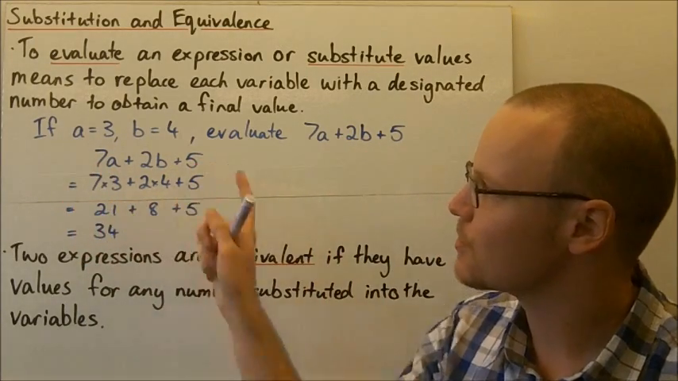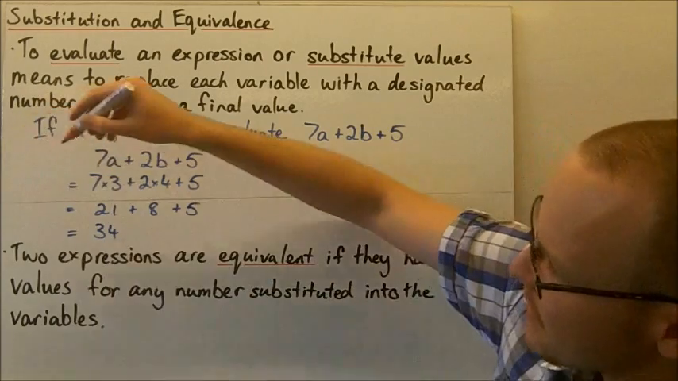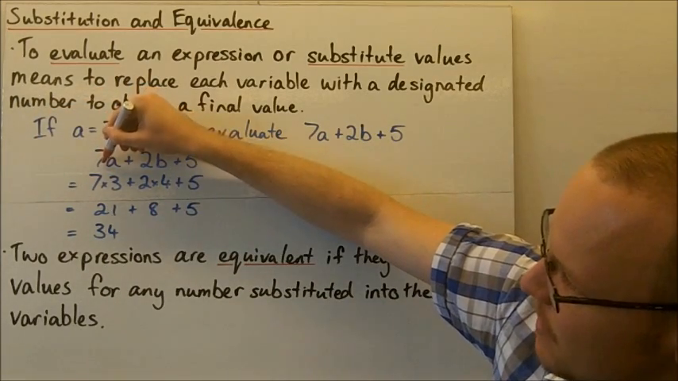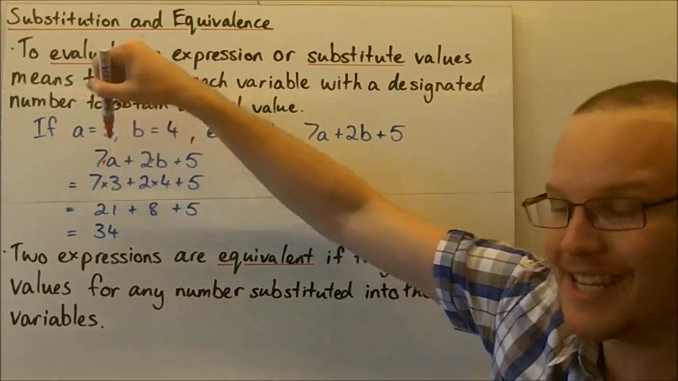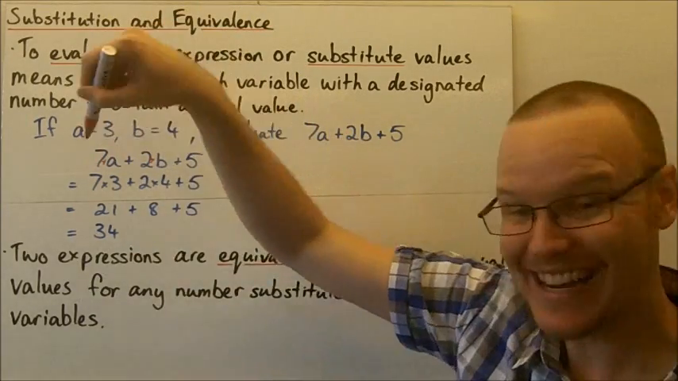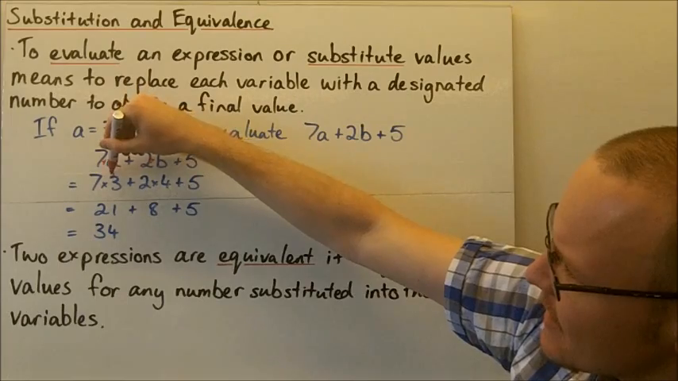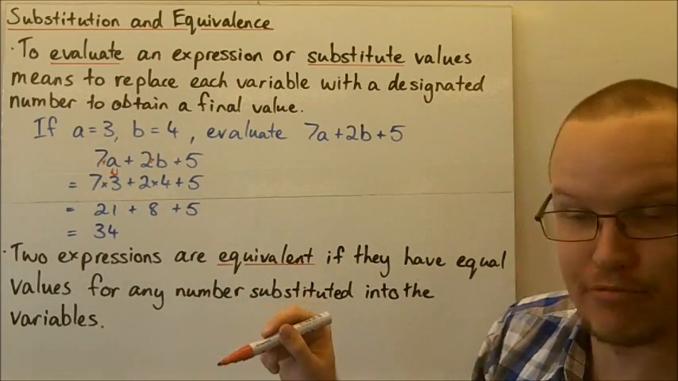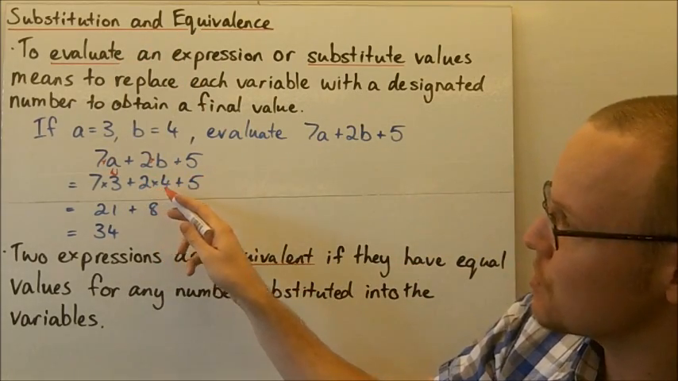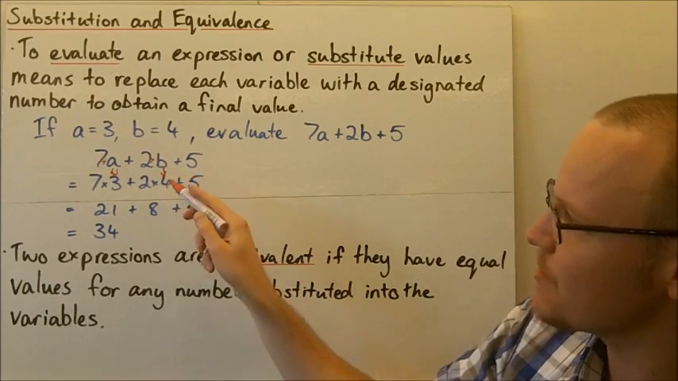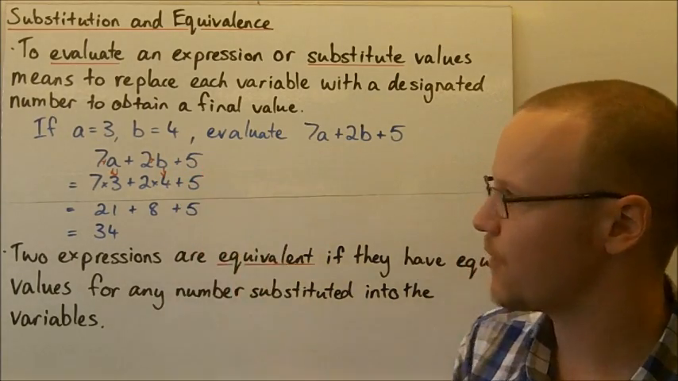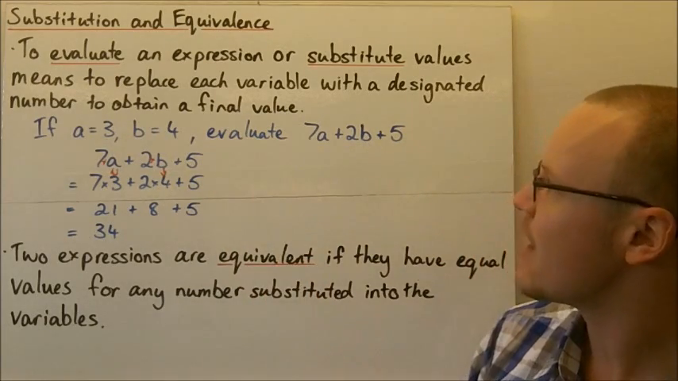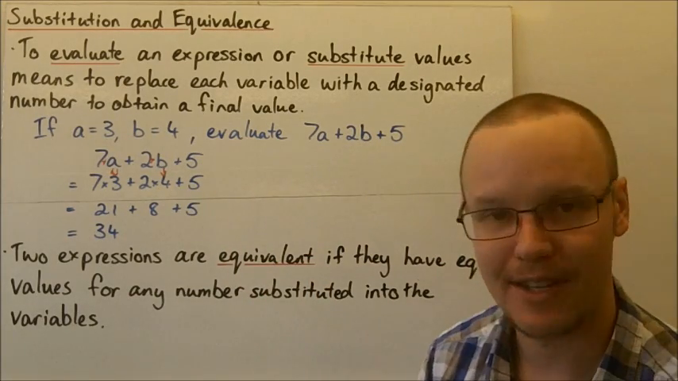So 7a plus 2b plus 5. Here, it's 7 times a, remember? And this is 2 times b. So that means if we substitute in 3 for a here, that will make that 7 times 3. And this will be plus 2 times 4 because we're substituting in 4 for b here. Plus 5. Now there's no other variables that we need to substitute in.